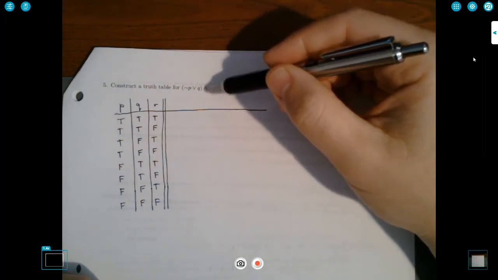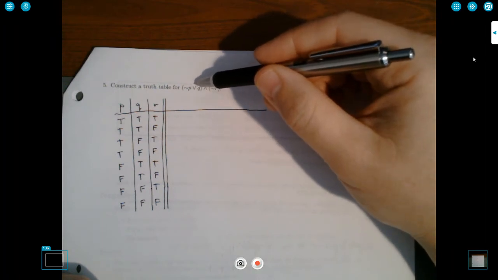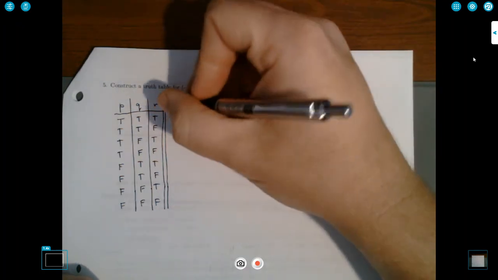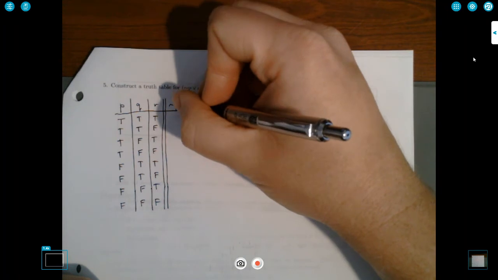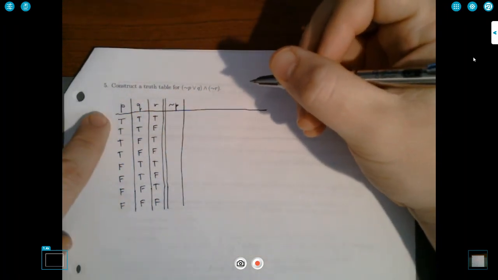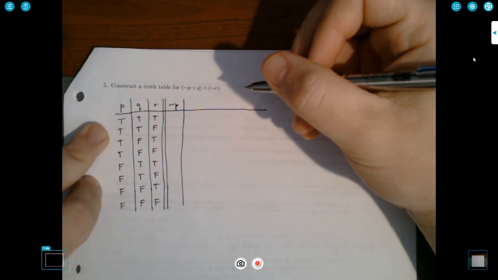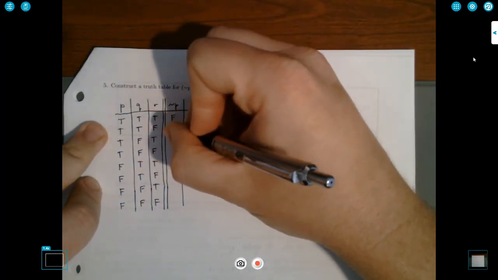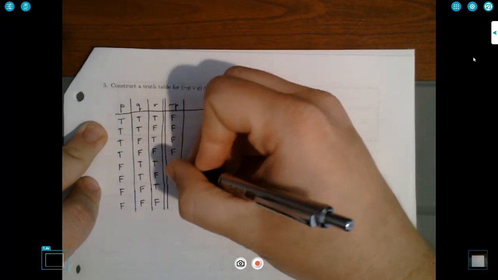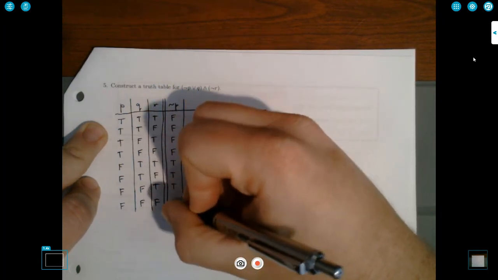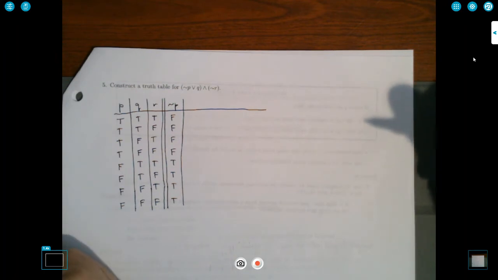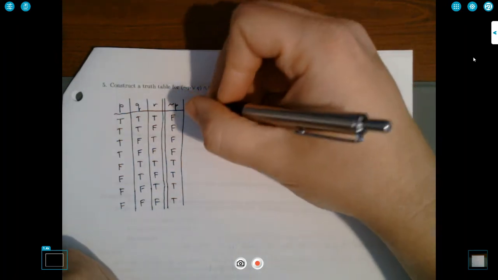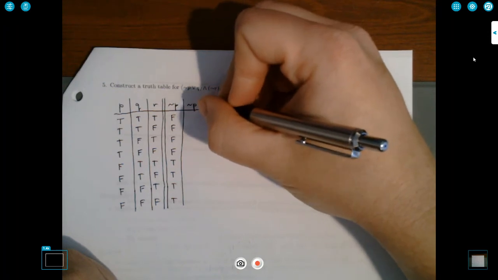Okay, so now let's see, what do we need to figure out? Well, in order to figure out this conjunction, we first need to do this disjunction. In order to do this disjunction, we first need to do not P. So let's do not P. If P is true, true, true, true, false, false, false, false, not P is just going to switch all of those truth values. So it's going to be false, false, false, false, true, true, true, true. So there's not P. And now we can do not P or Q.